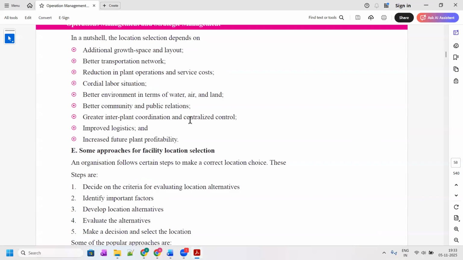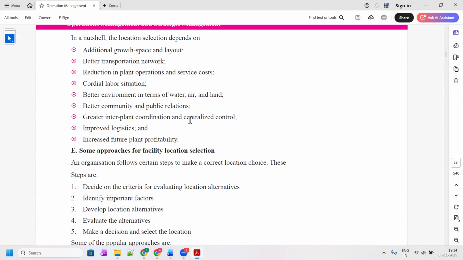Sir, what is proximity? Proximity means closeness. Closeness to what? Market. If you are selling your product and setting up your manufacturing plant, you don't want to set up very far away.